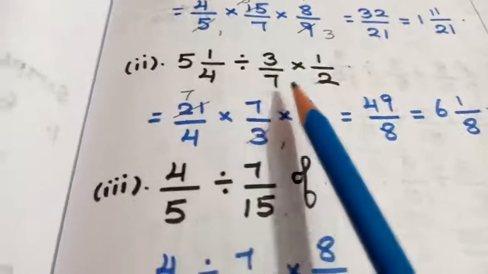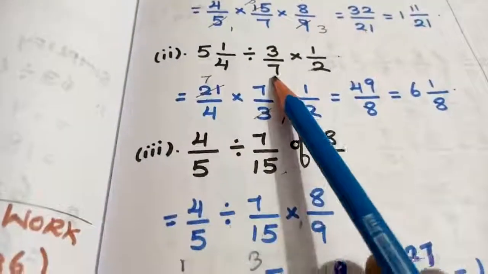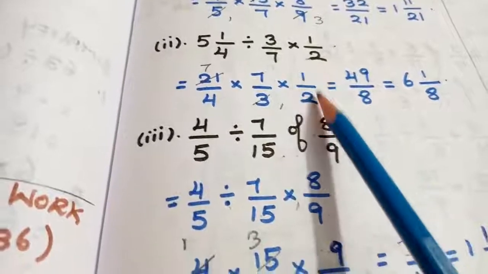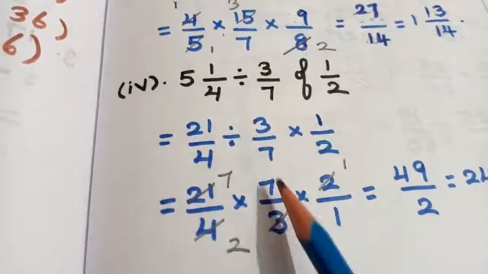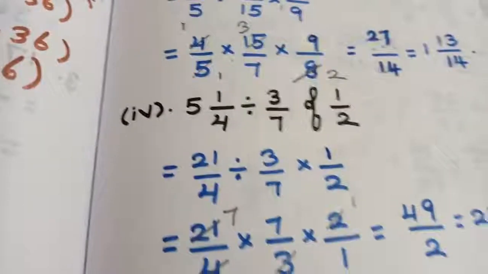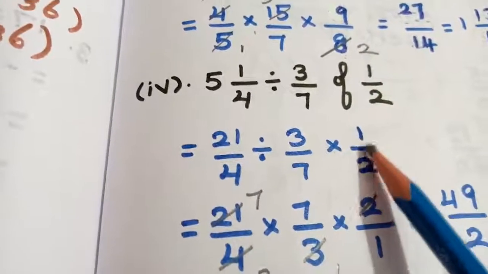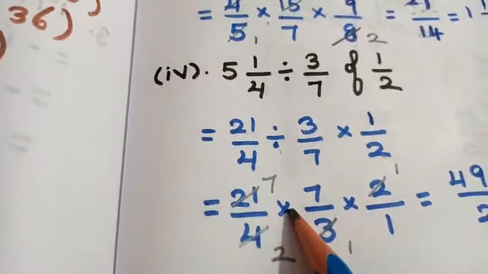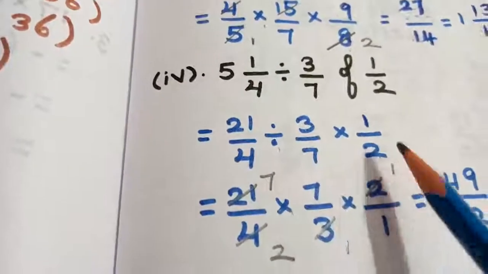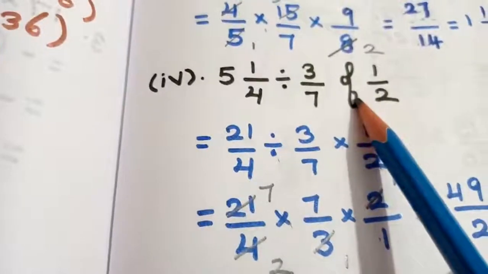Similarly, if you see the second sum and fourth sum, both the questions are the same. In the second sum, the last value I will keep as it is, 1 by 2, but in this place both these values will be converted to reciprocal, that is, of, you are going to write it as into, and it will remain as it is, 1 by 2. While you are converting this division into multiplication, both the fractions will be converted to reciprocal in case of off. So be careful, don't get confused.